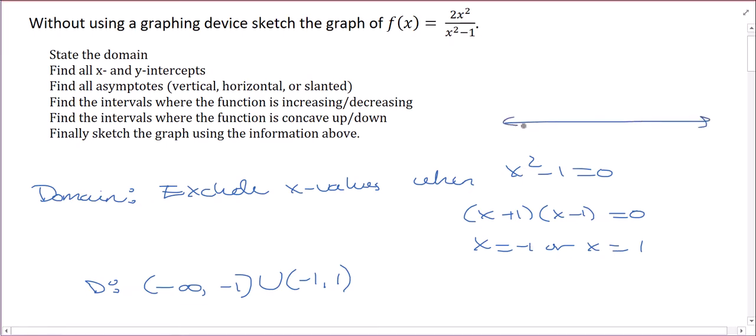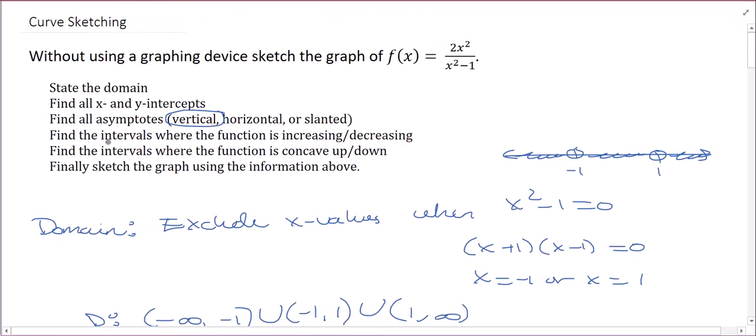Sometimes a number line helps. If you put -1 and 1 there, those will be open circles and you will shade everything else. And then from 1 to infinity. So this is the domain. Then what's happening at -1 and 1? We'll see that those are likely vertical asymptotes. They could be holes in the graph, but it depends on what's happening in the numerator. So find x and y intercepts.